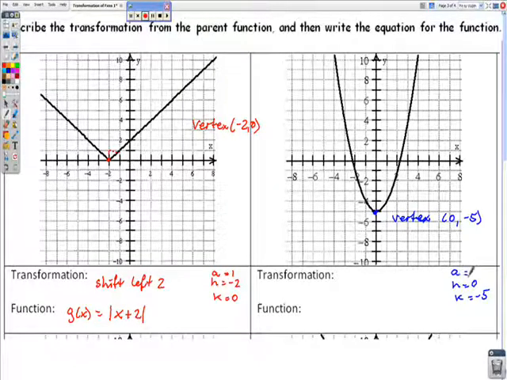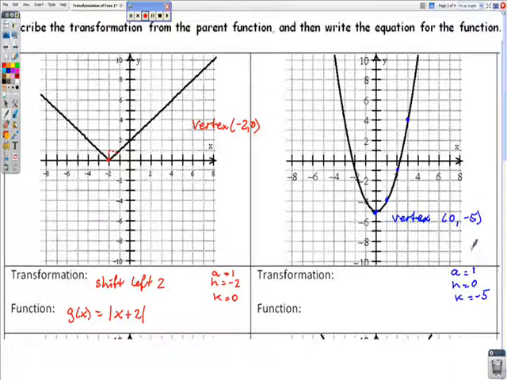Well, in our parent function, we saw that if we went 1 in the x direction, we went the square of that distance in the y direction. So 1, 1. 2, 1, 2, 3, 4. 3, 1, 2, 3, up 9. So it looks like we just have a is 1 because it's going up just as fast as the parent function was going up.